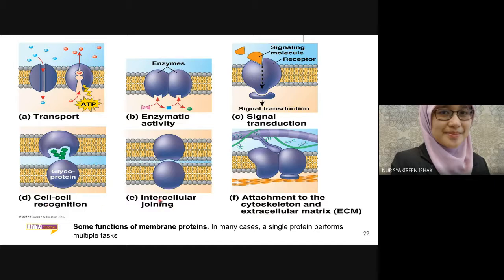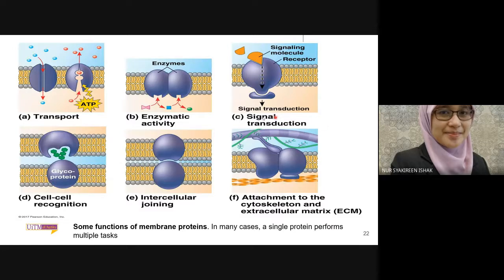And then intercellular joining, like what we see in desmosomes and tight junctions. So this is intercellular joining. And then the last one is to attach to the cytoskeleton on the cytoplasmic side, and also the extracellular matrix on the outside of the cell. So look at this term, extracellular matrix is the component that consists of collagen, fibronectin and proteoglycan.